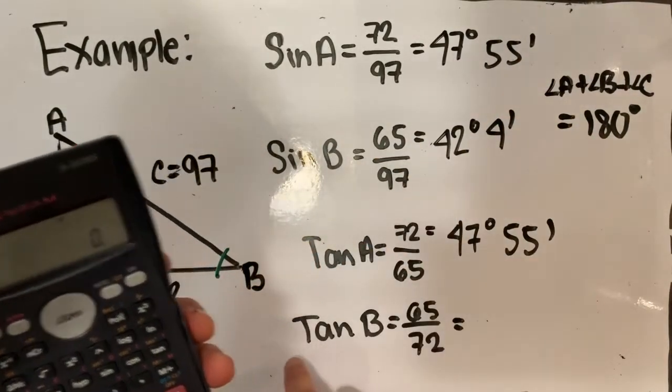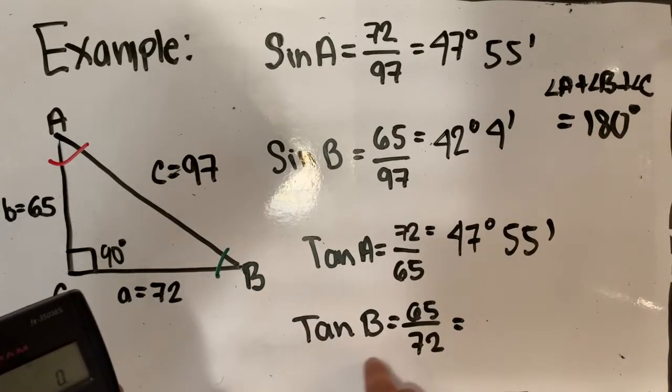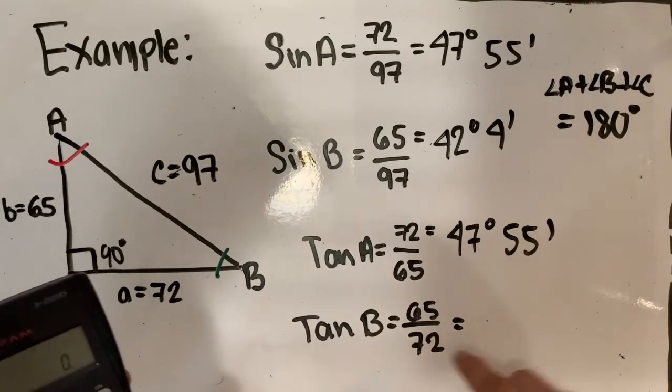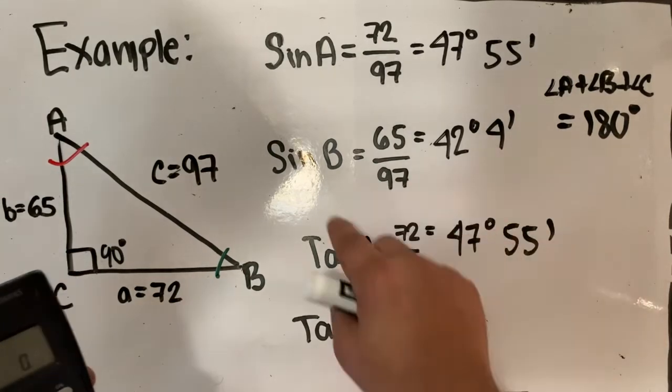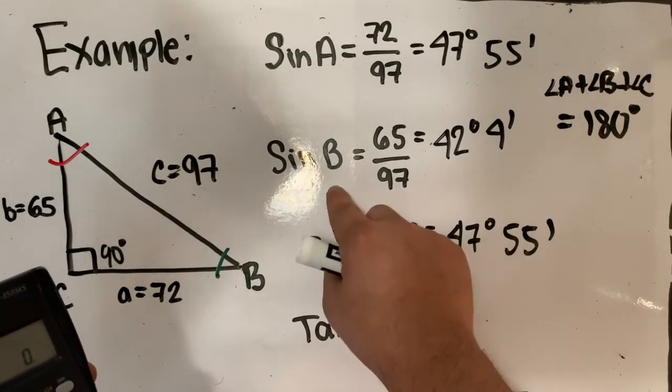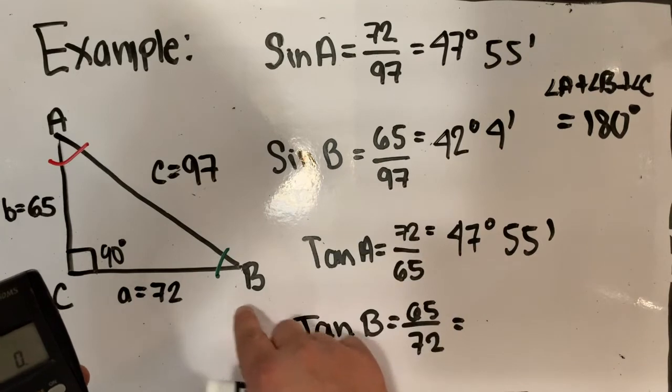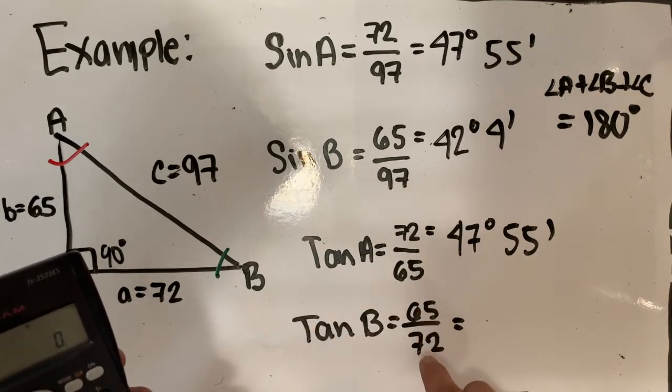But it's okay. Okay, now let's do the last example of tangent of B, and it has to be the same result because we are talking about angle B, and right here is also angle B. Okay, for tangent of B is equal to 65 over 72.